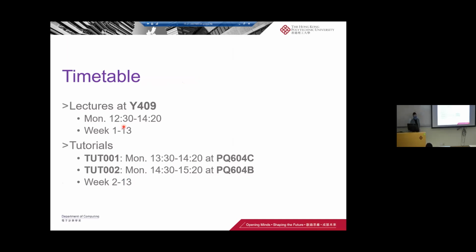And here is the timetable for the lecture. It's every Monday from 12:30 to 14:20, starting from week 1 through week 13. We have the tutorial session starting from next week. We don't have a tutorial or lab session today. There are 2 tutorials, one is this, the other is this one. Is it correct? There's overlap there. There is overlap with our lecture. There's tutorial 1 with a 1 hour overlap there.